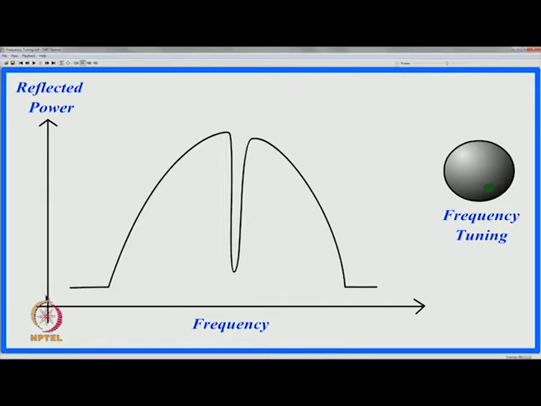Note here that though much of the microwave power is absorbed by the cavity, and reflection is small, nevertheless this is not completely 0 here. The bottom of this is not touching 0. That means even at that frequency some microwave power is getting reflected from the cavity. We can improve on this, so that the matching is such that very little power is reflected.